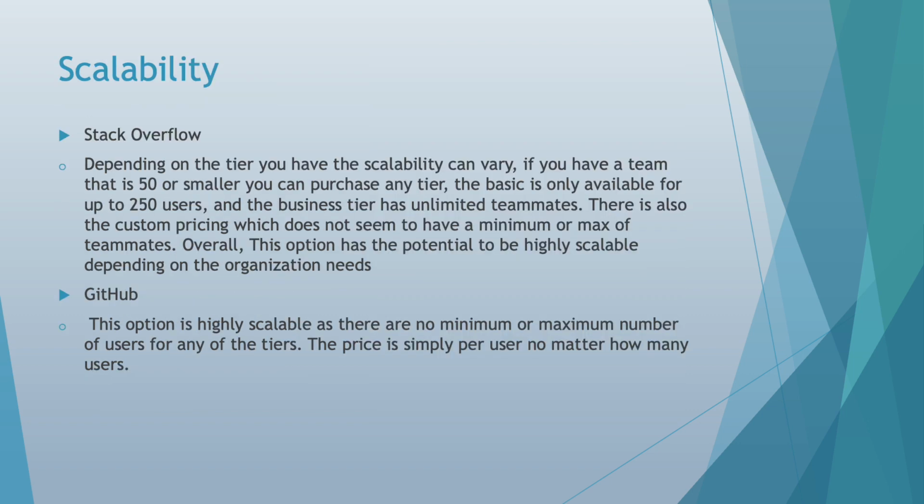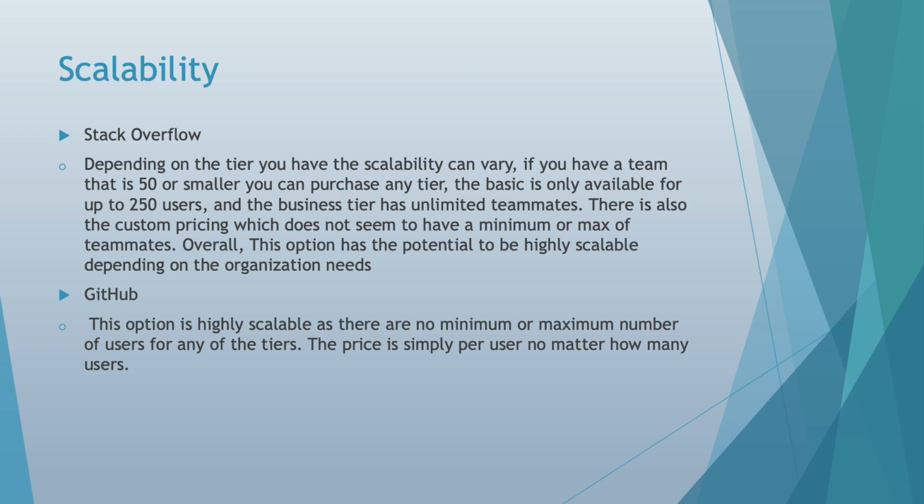For scalability, I do feel that Stack Overflow has a bit of a limited scalability, whereas GitHub has a much easier time scaling up or down. With Stack Overflow, the amount of team members you can have varies based on which tier you have. For instance, if you have 50 or smaller, you can use the free version, but if your company has over 50 team members, you cannot use the free version, as this only allows for 50 teammates.